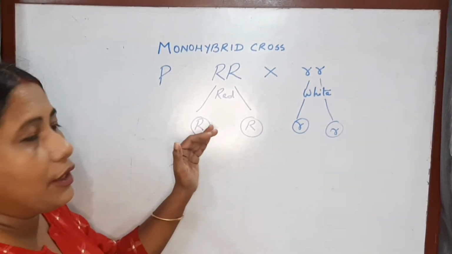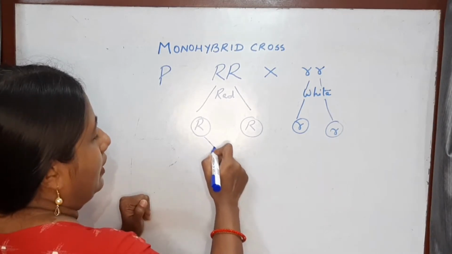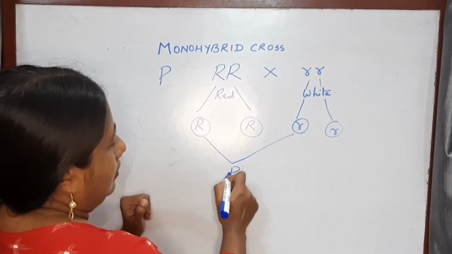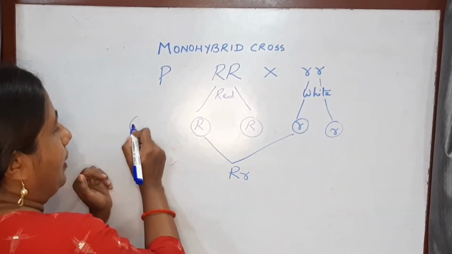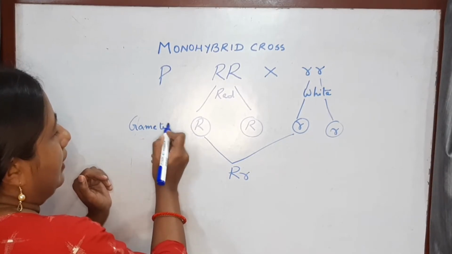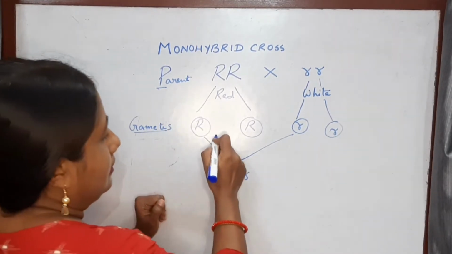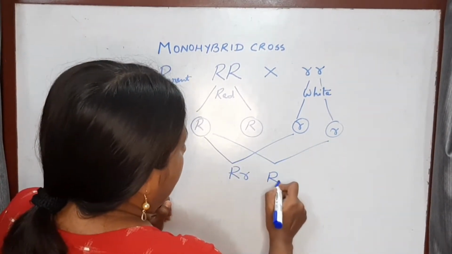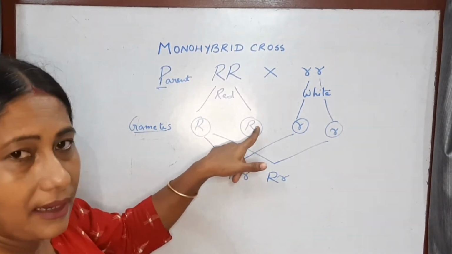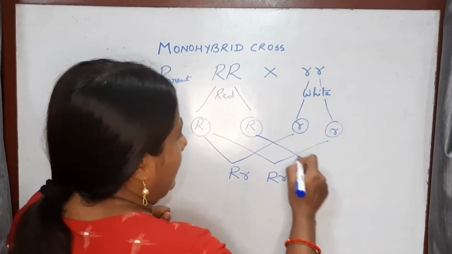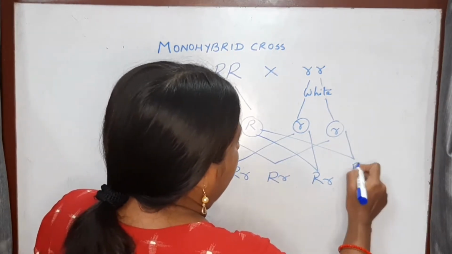Now what will you do? We will find out the cross. You will cross these two, the parent generation gametes, to get the F1. You see, this capital R gamete is crossed with these two, and again this R will be crossed with these two. So you will get four. You can even draw a checkerboard or a Punnett square and write it.